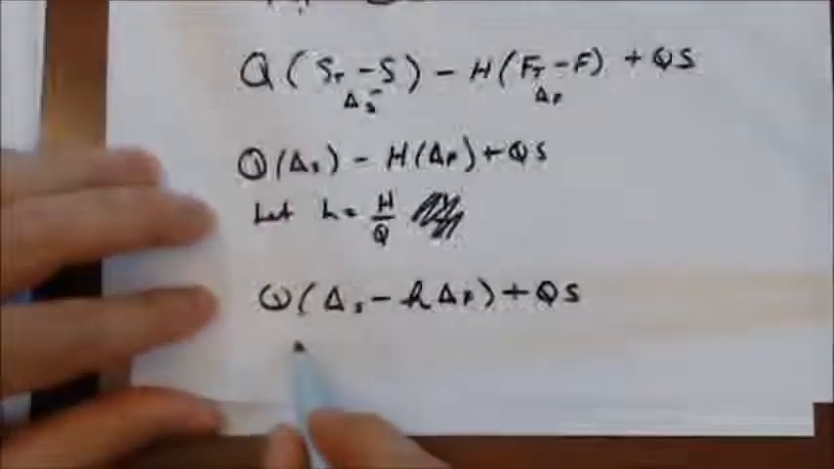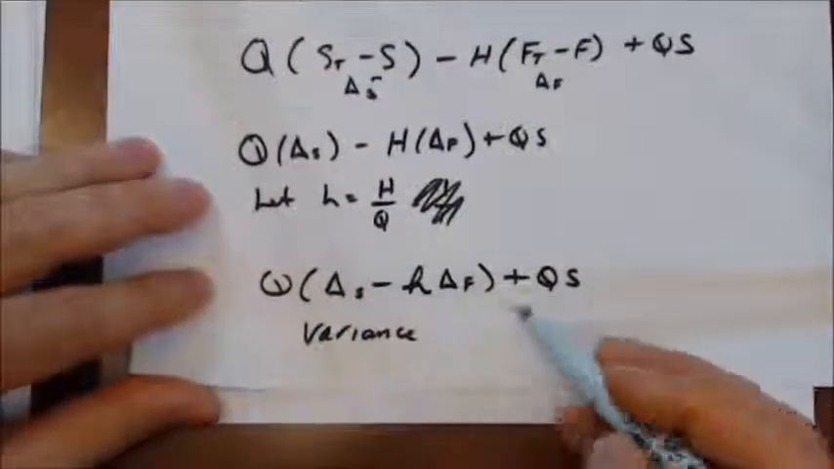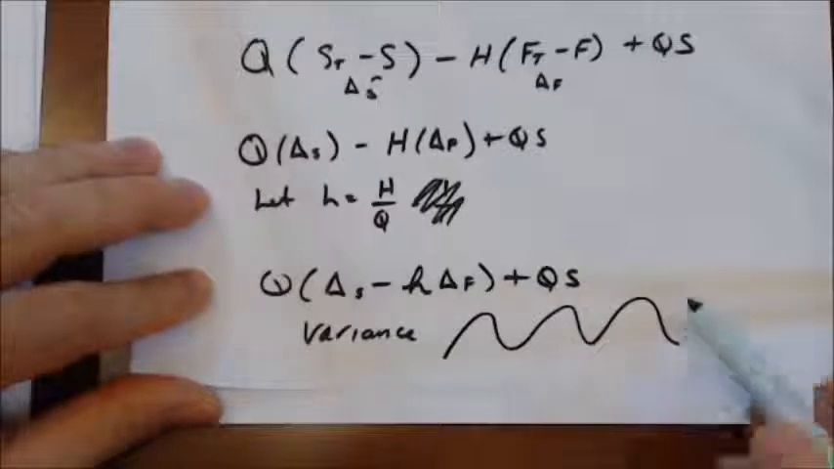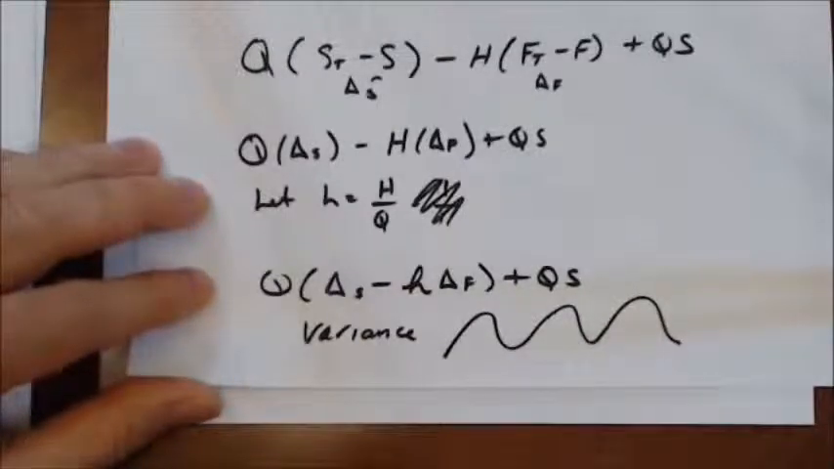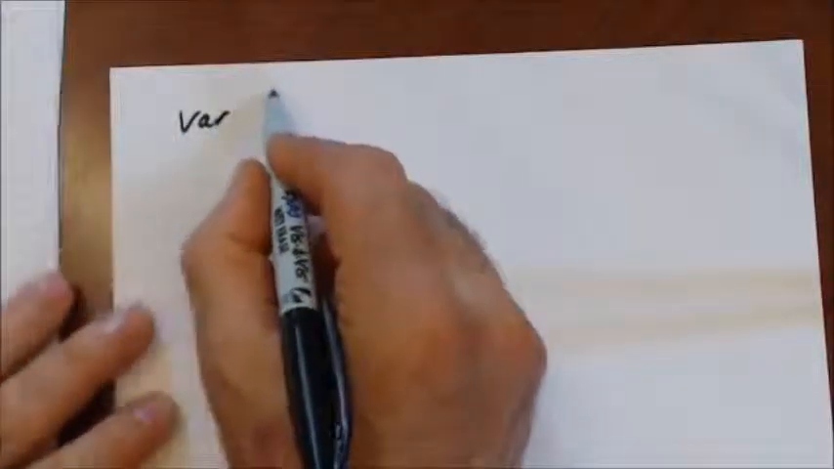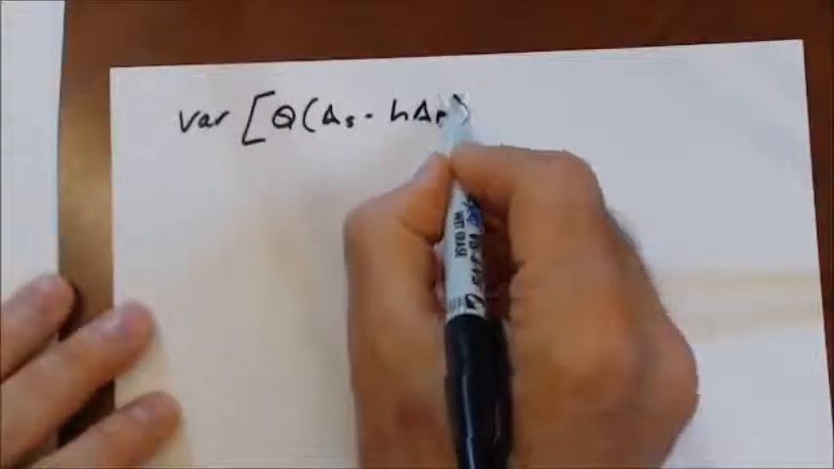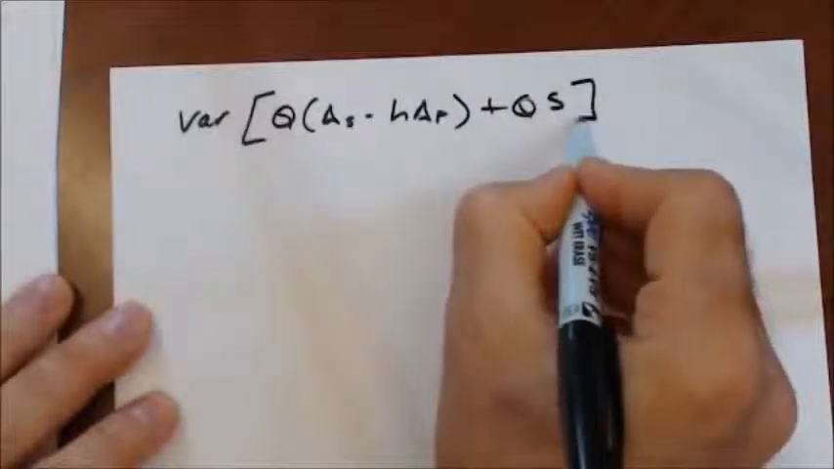Okay. Now, what we want to do is calculate the variance of this. What is the variance? How wiggly is this whole set of terms over time? How wiggly is that? And so that's what the variance is going to capture. Okay, so writing that out here, it's going to be the variance of Q delta S minus H delta F plus Q S.